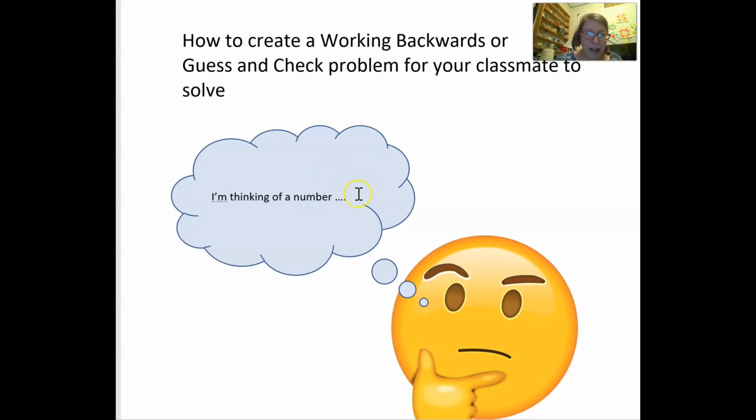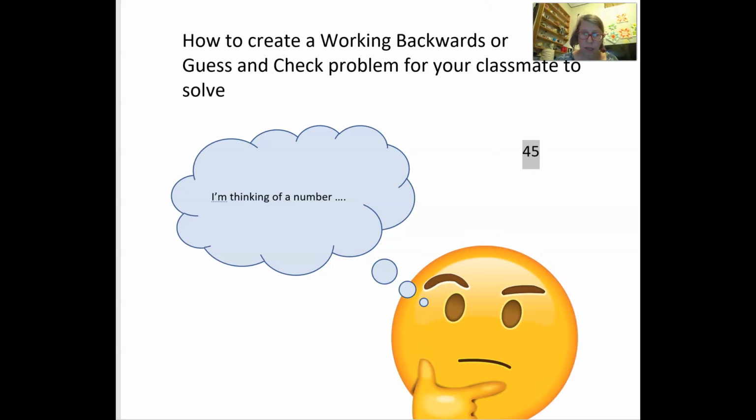So these problems start with "I'm thinking of a number." But we're going to talk at the end about how to make a nicer, funnier story out of it than just "I'm thinking of a number." But for now, let's start with "I'm thinking of a number." So you're going to already have that number in mind secretly. So let's say my number is 45. So I have this number 45 secretly in mind as I'm working through this.